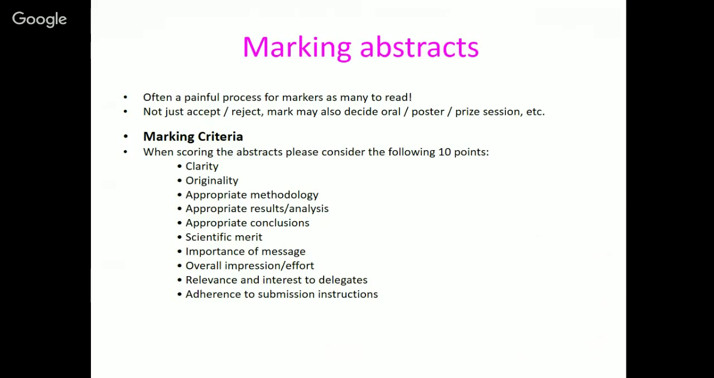The work should be original. There is no point in duplicating, but if it is similar to work that's been undertaken or you are repeating previous work, it's very important to be clear what you're adding and why. Appropriate methodology, appropriate results, appropriate conclusions we've discussed. The scientific merit is perhaps a measure of the complexity of your study and how much it adds to our body of understanding. And the importance of the message, well, is this something that is a topical important clinical problem, or perhaps something very niche and something that will not change practice?